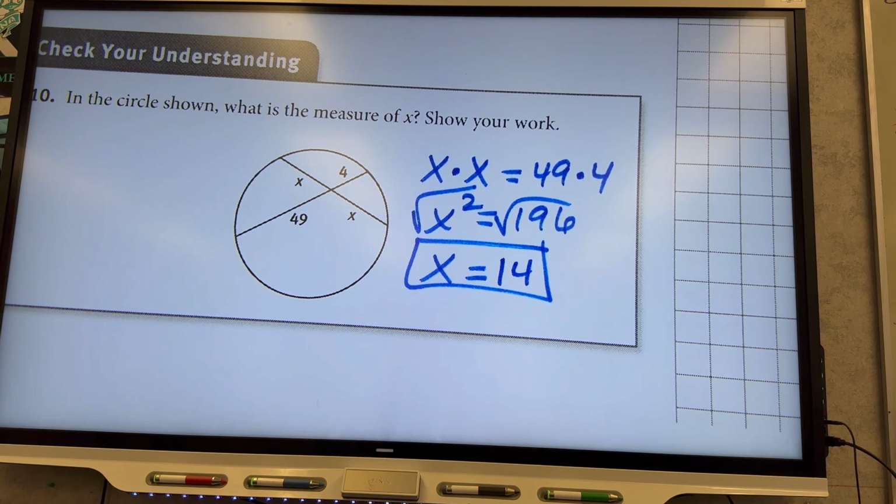Okay? So your homework is the PDF on Google Classroom, numbers 11 through 20. I should see lots of drawings of circles when I check your homework tomorrow.